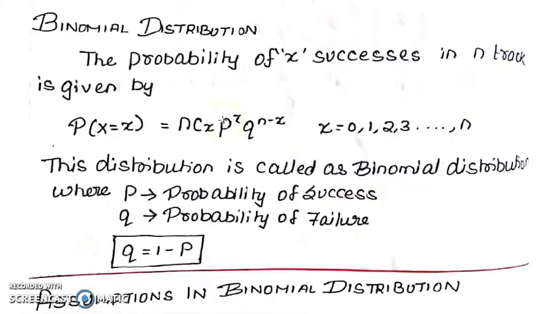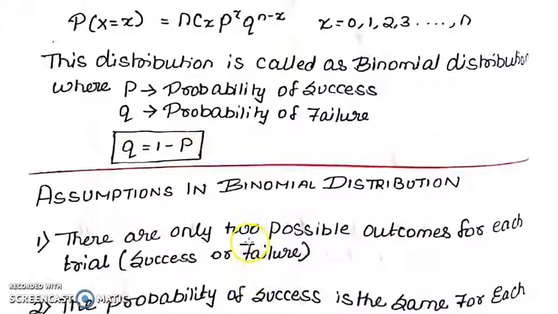So the first discrete distribution is binomial distribution. The probability of x successes in n trials is given by p of x equal to nCx p power x q power n minus x, where x runs from 0, 1, 2, 3 up to n. This distribution is called binomial distribution, where p refers to the probability of success and q refers to the probability of failure. The relation between p and q is p plus q equal to 1. Therefore, q can be easily determined from this relation, q equal to 1 minus p.